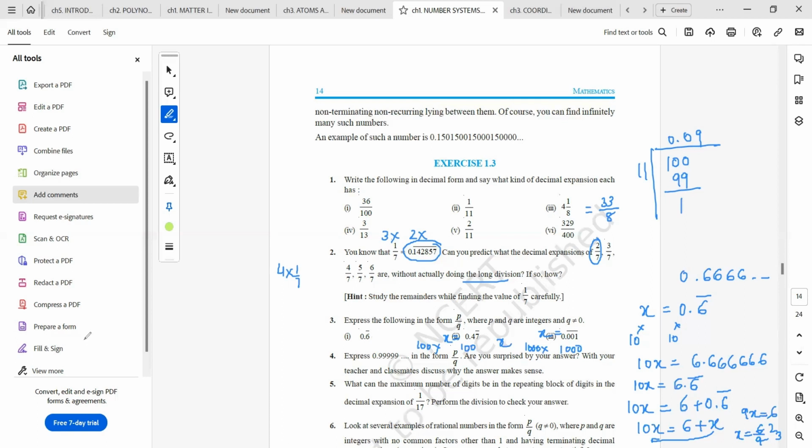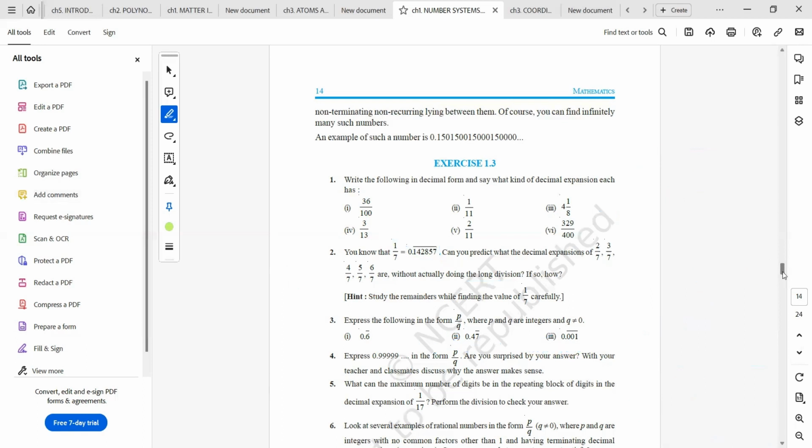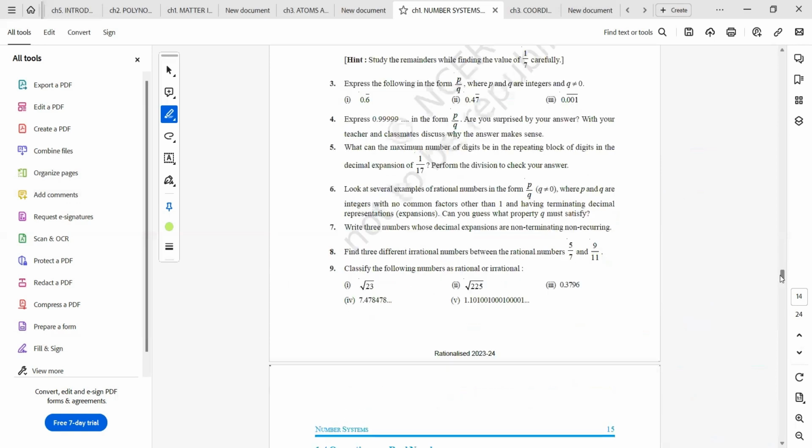So this is the simple technique you can use. Have you tried these questions? Have you done them in your notebook? Okay, then you can revise them easily. Whenever you are having any doubt, just ask me. This also you can do.